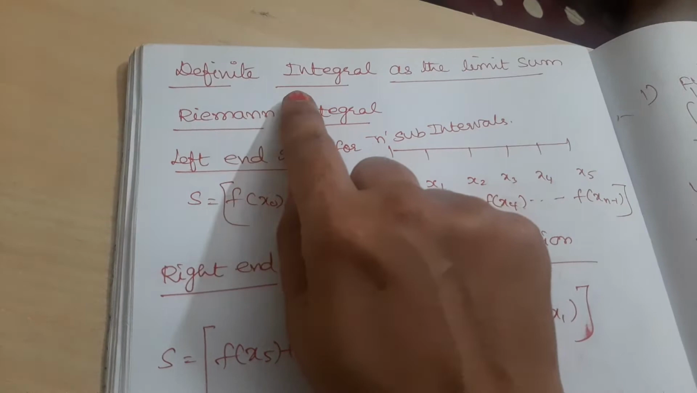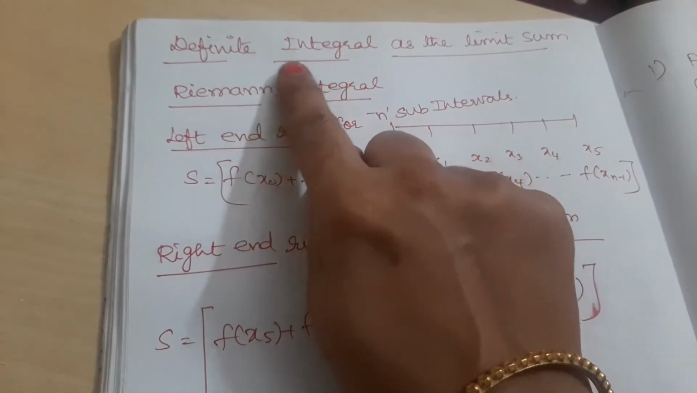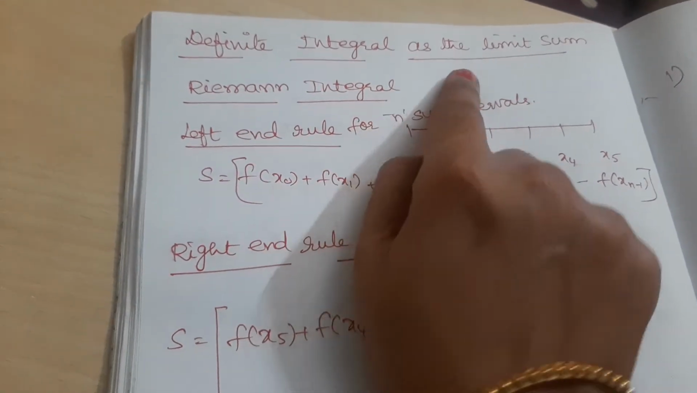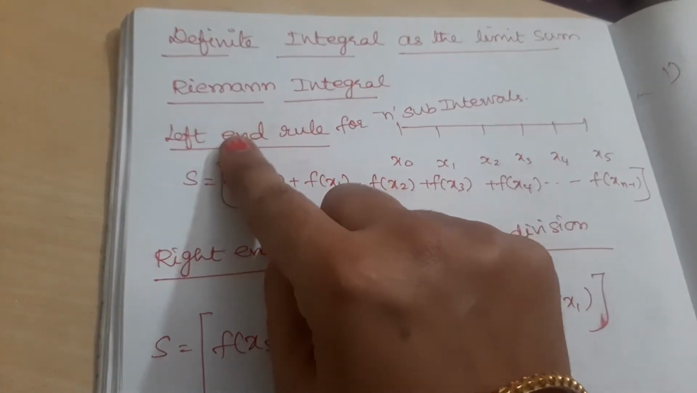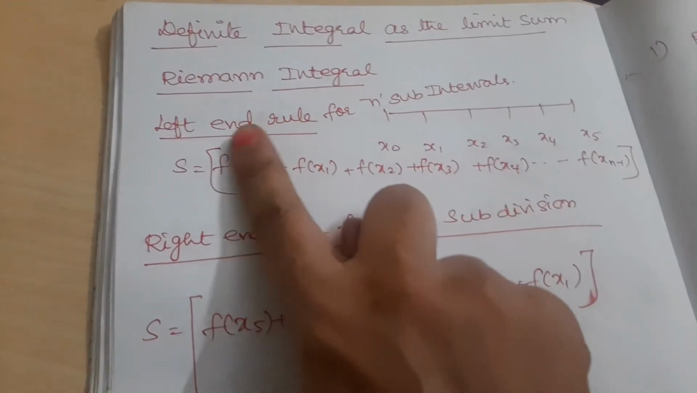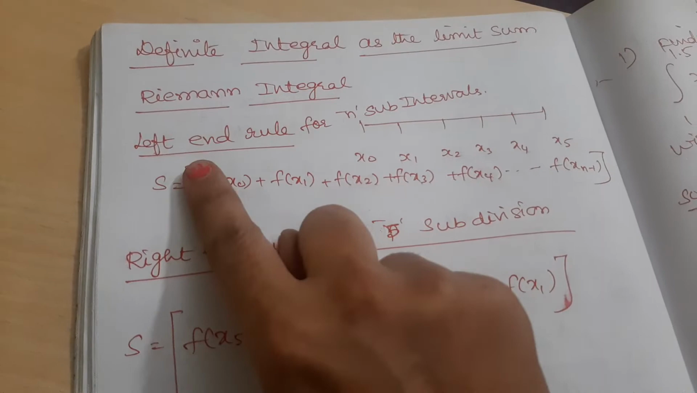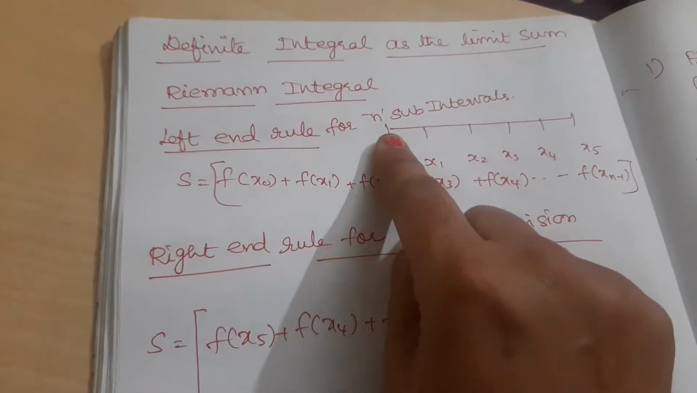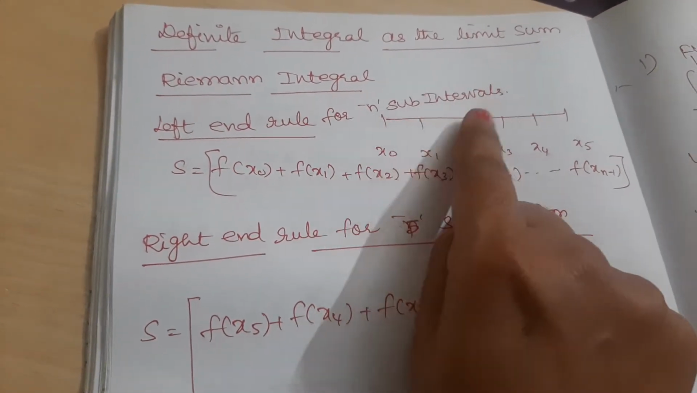Good evening, children. Now we are going to discuss definite integral as a limit sum. Here we are going to discuss the Riemann integral. In the Riemann integral, the left-hand rule for n subintervals.